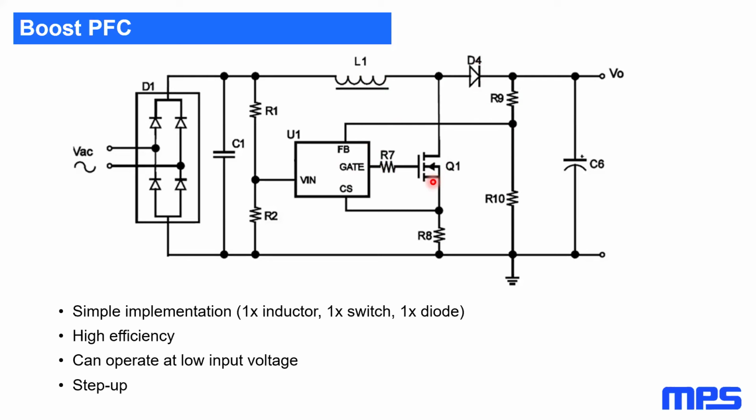Also, what's interesting is that it can operate at low input voltage, because this grid voltage, being sinusoidal, will cross zero every cycle. So it will be alternating between low and high voltages. And if we want to control the current as much as possible to follow the voltage, then the controller and the stage have to be able to operate at low input voltage. So this is the boost PFC.